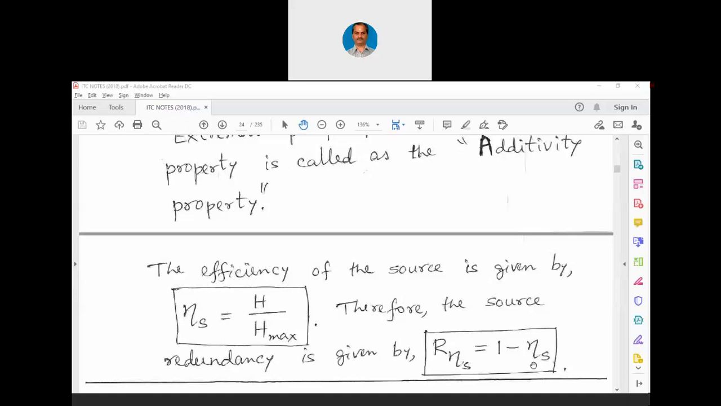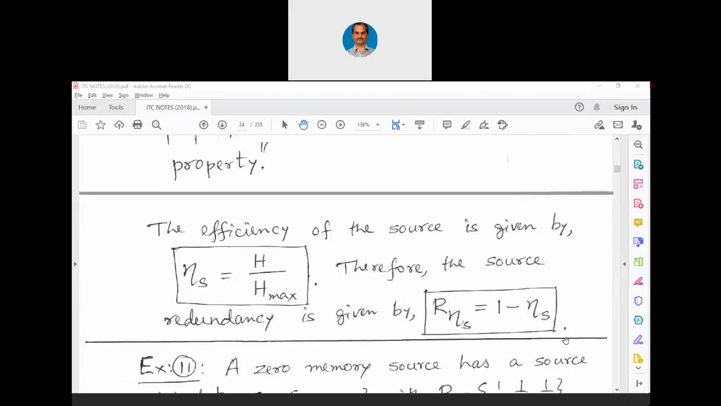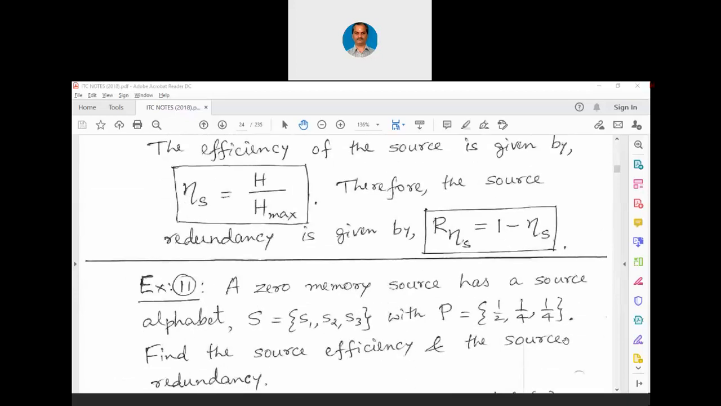That is how redundancy is nothing but 1 minus eta, or 1 minus efficiency. Based on this, let us have one more exercise now. Can you do it on your own? I will give you 2 minutes time.